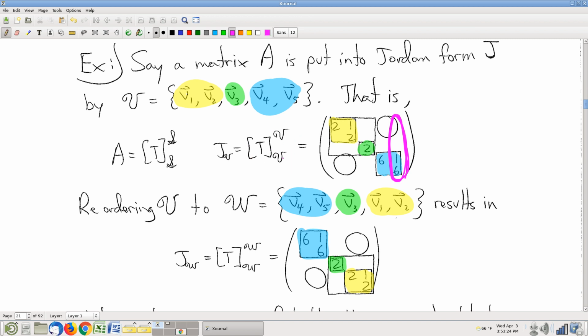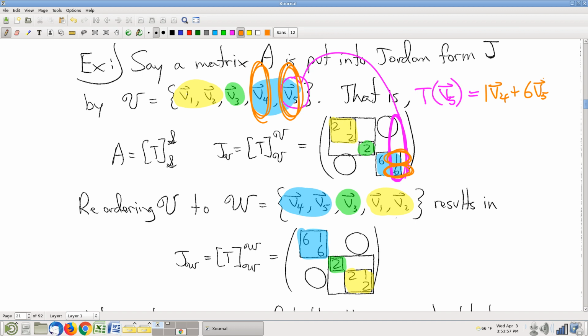So what we have, this being the 5th column, is telling us about the image of V5. Furthermore, I can tell you exactly what it's telling me about T of V5. It's telling me that those coefficients are 1 and 6. 1 times that one, 6 times that one. So I have 1 V4 plus 6 V5. So that's what that column says, that equation right there. Is everybody on board?